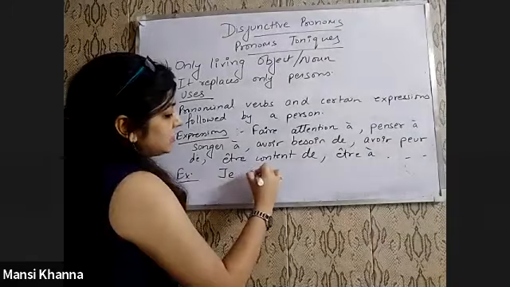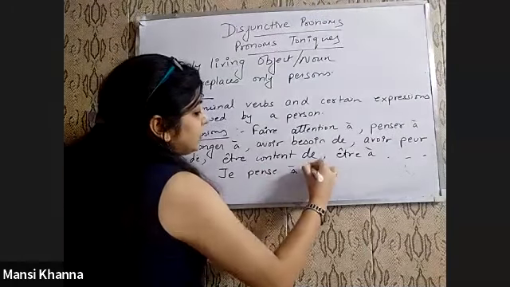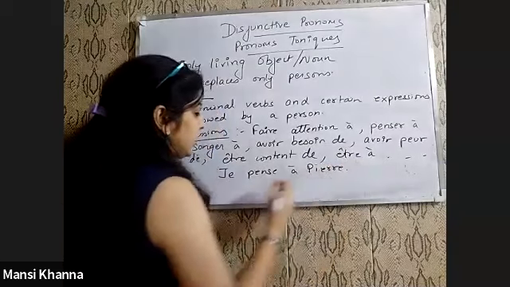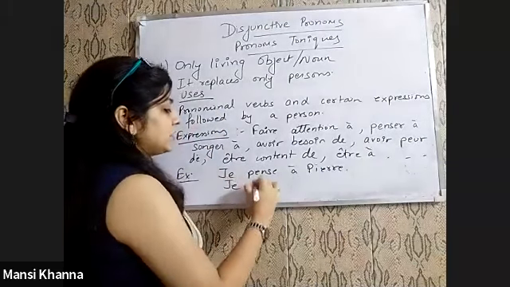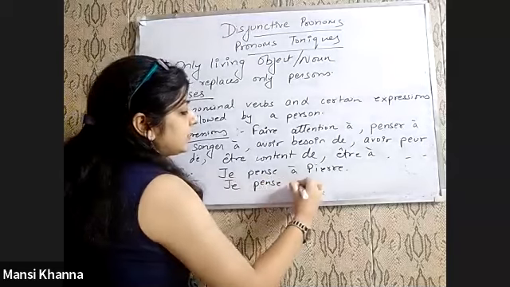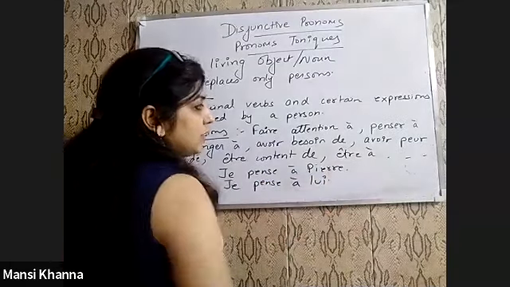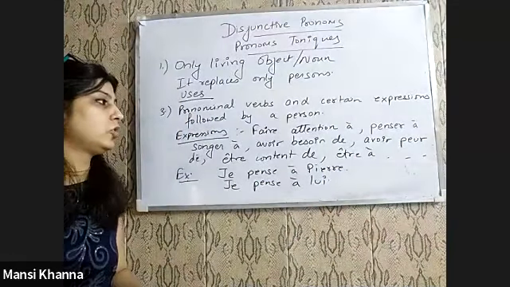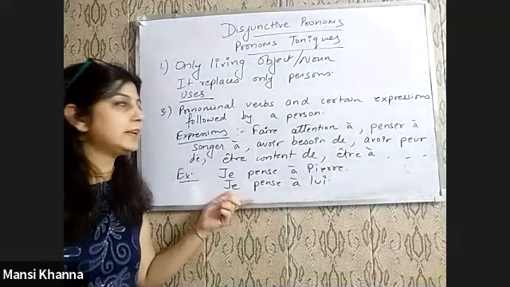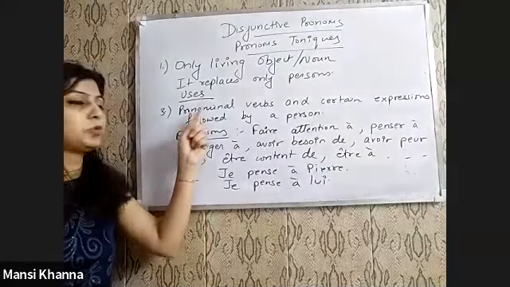Je pense à Pierre. I am thinking of Pierre. So that became je pense à. And first copy this now, and then I will write another example with pronominal verb.